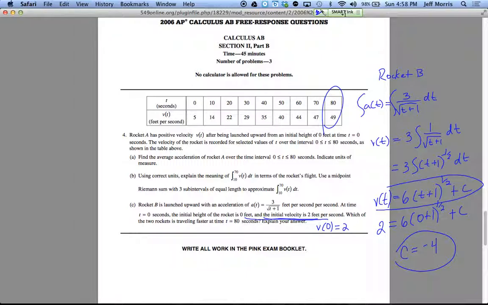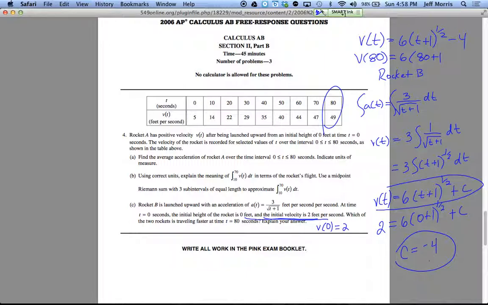Now, once you get your c, you've got your v of t for the rocket B. So v of t is equal to 6 times the square root of t plus 1, minus 4. Can you find v of 80 now? Yes, you can. Then I'm going to tell you the way I prefer, and then you can decide which way you like. And then you've got 2 ways to do it.